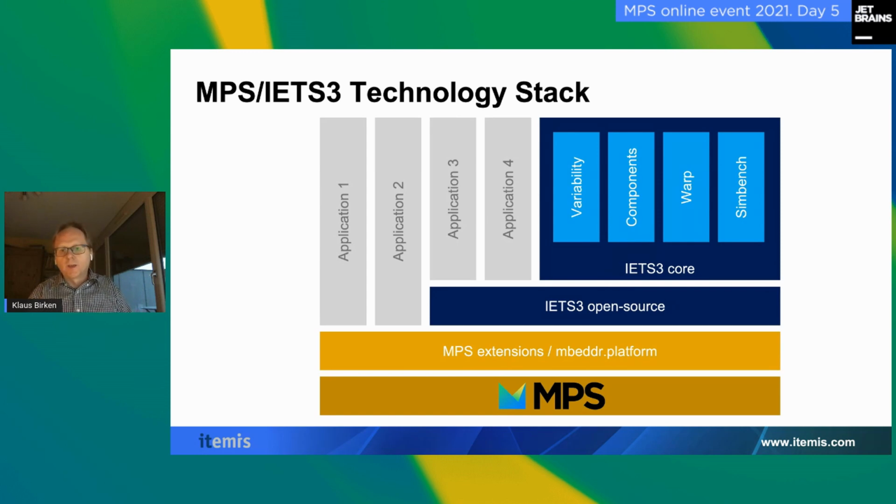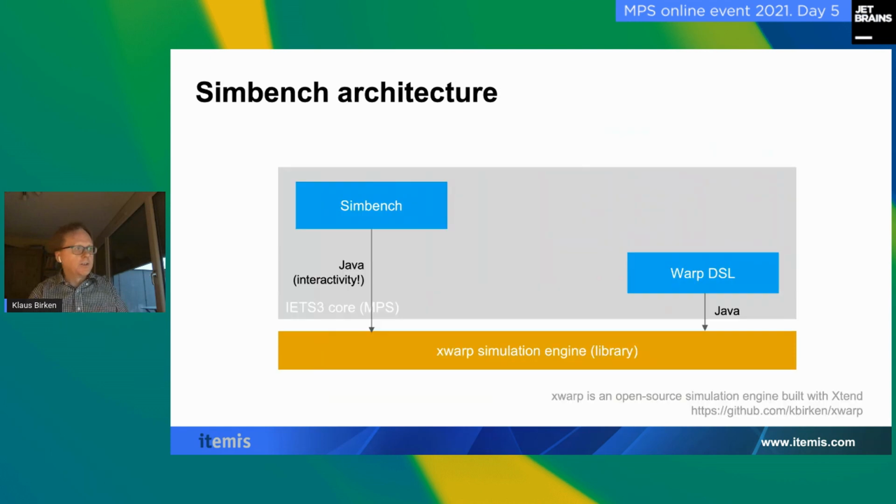And then on top of this, we have IETF3 core, which has a couple of subcomponents which we are using here. One is variability, one is components, component language, then the warp simulator, and the Simbench tooling itself. Now let's take a closer look at the warp Simbench part. If you look at the left side of this diagram, you can see how we currently implemented it.